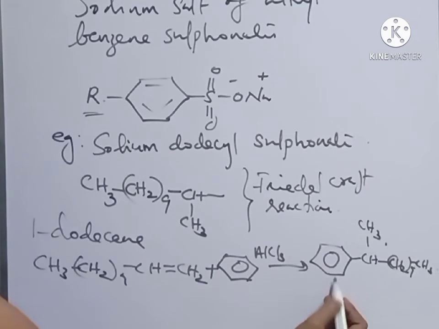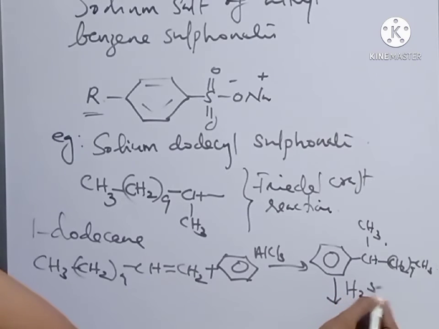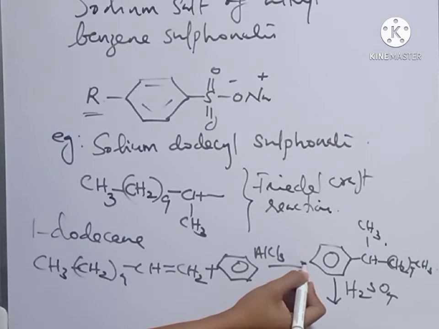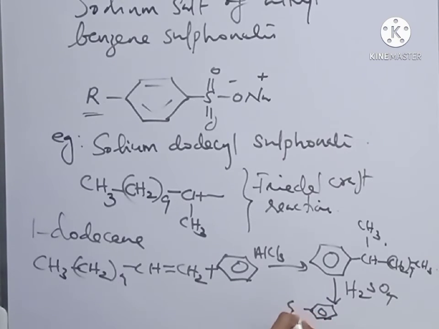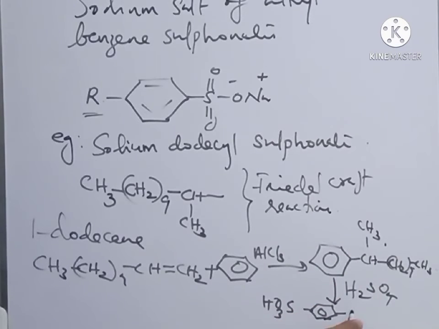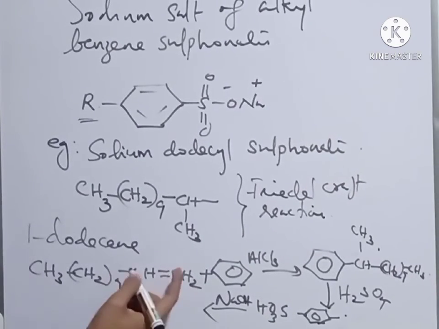So when we react this with sulfuric acid, we'll get the sulfonate of this compound. Here we'll get an SO3H group, and this dodecyl group will be here, and by the hydrolysis in presence of sodium hydroxide it gives sodium dodecyl sulfonate.